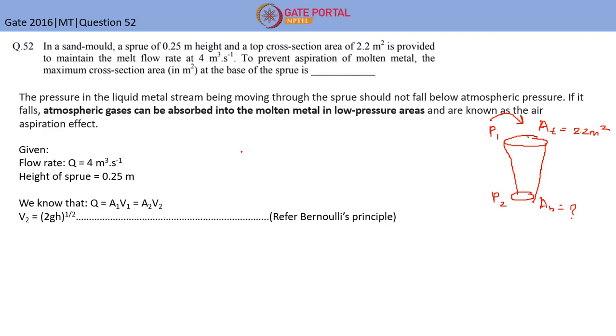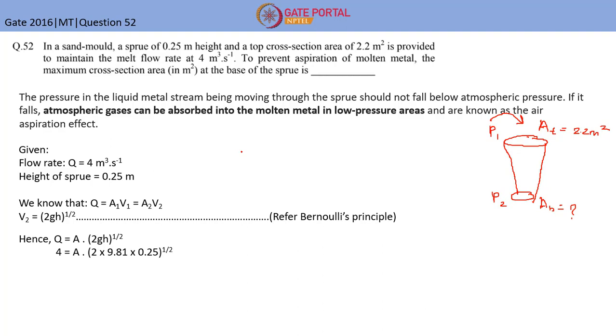So we know that because of the continuity equation, the flow should be equal from top and bottom, so that no gas can enter. So A1 V1 equals A2 V2, and V2 is given by root of 2gh, and this is derived from Bernoulli's principle. You can refer to Bernoulli's principle. It is a small concept where you can find out that V2 becomes root of 2gh.